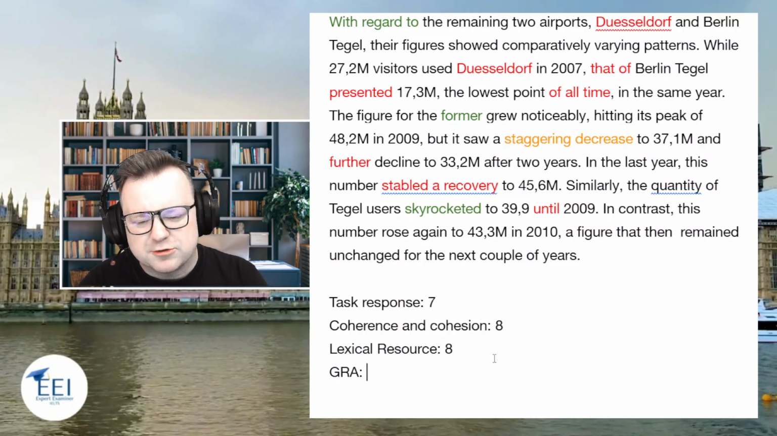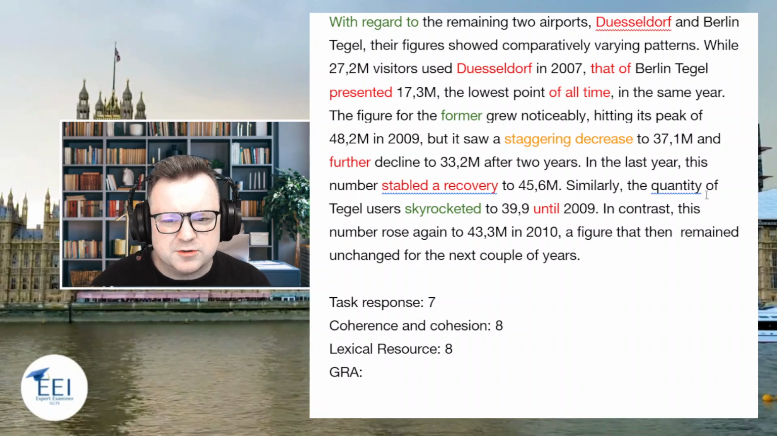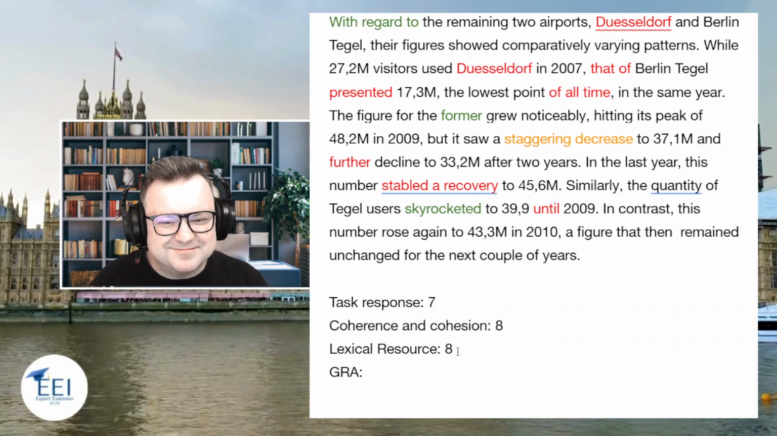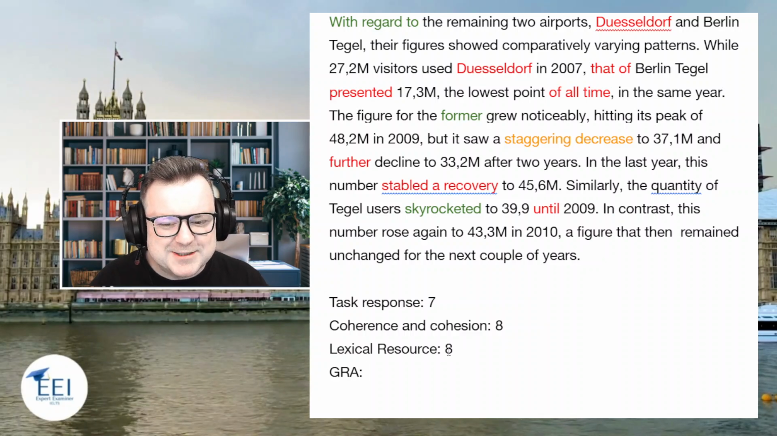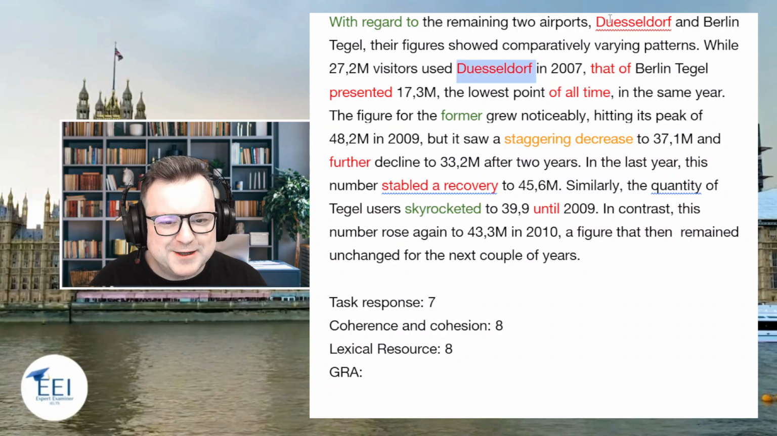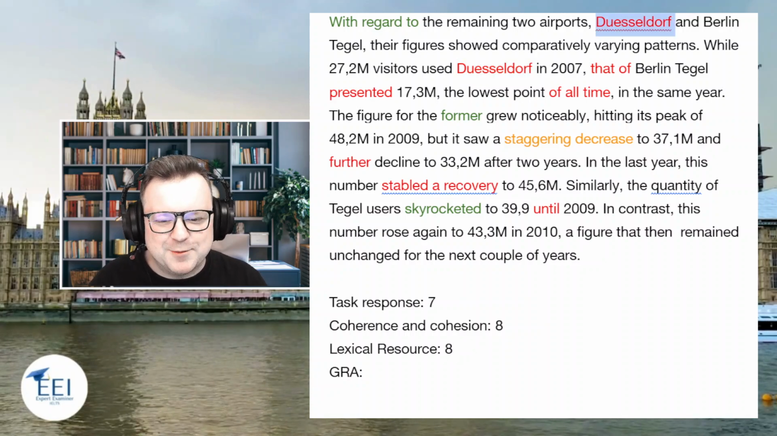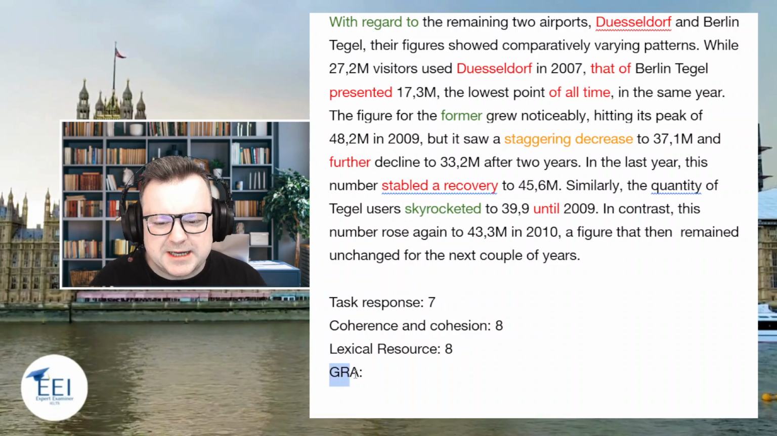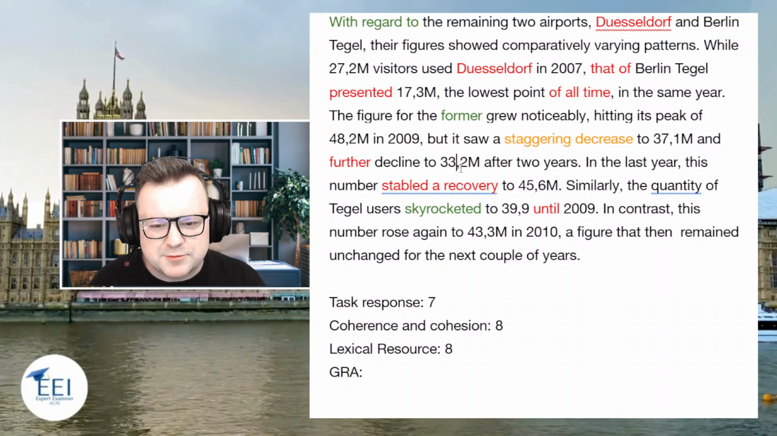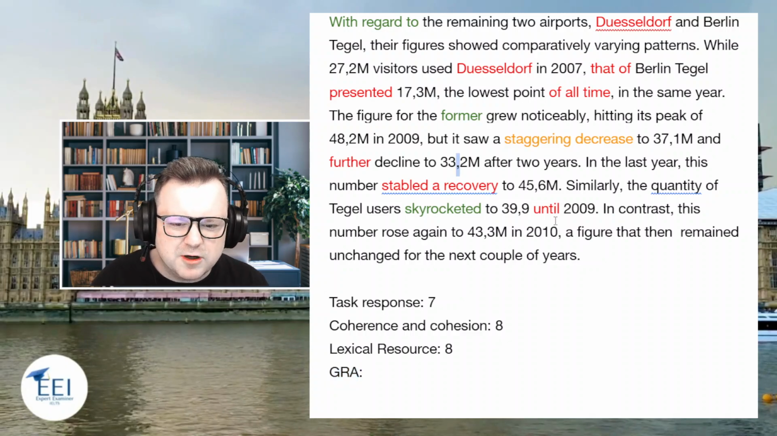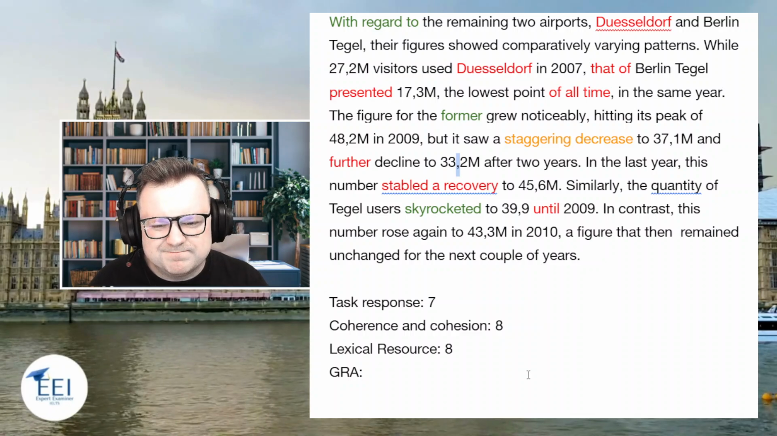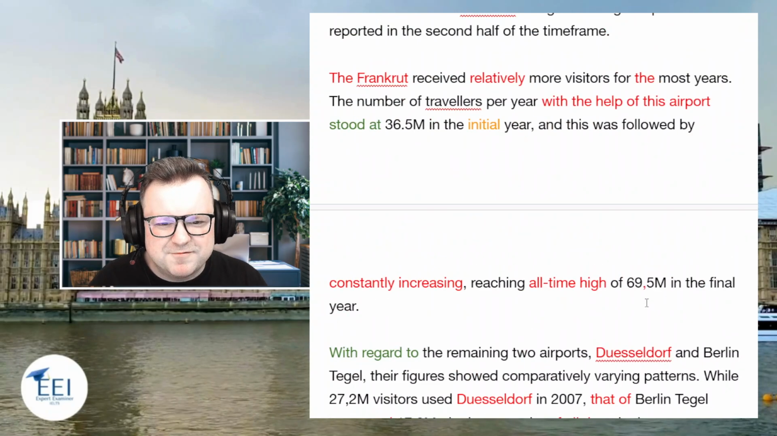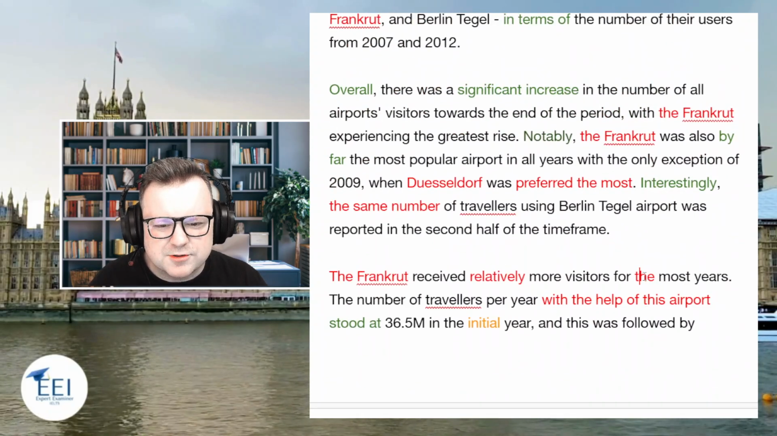Grammatical range and accuracy. We do have mistakes with articles. Actually, maybe, do I want to pull lexical resource down to 7 for the misspelling? Nah, I won't do that. So punctuation here is a little bit inaccurate in GRA, where sometimes we have the comma, sometimes we don't have the comma. That's kind of a problem. Then we get a few mistakes with articles.